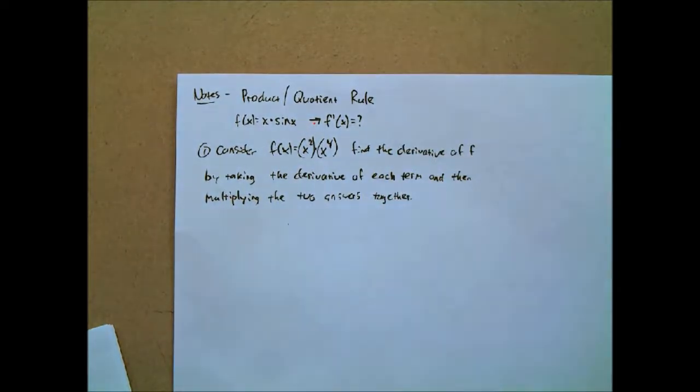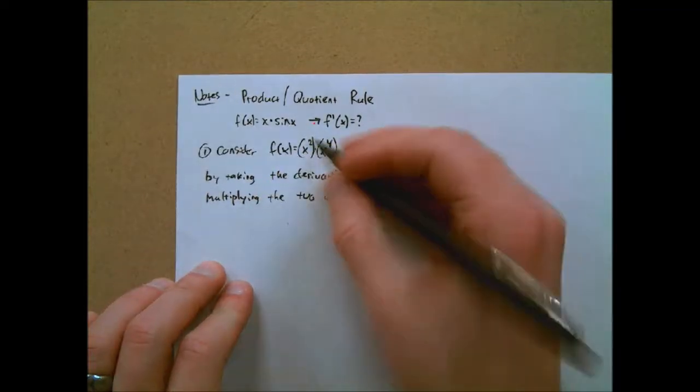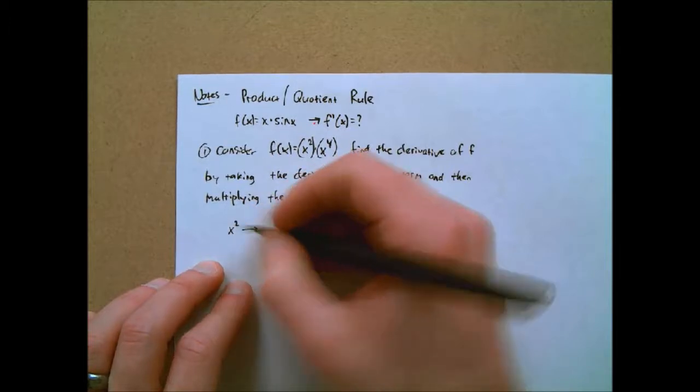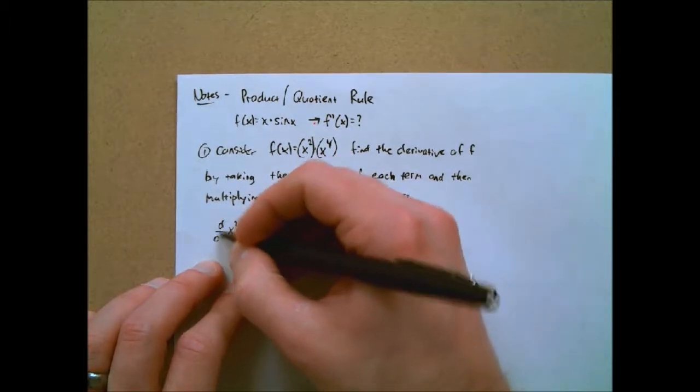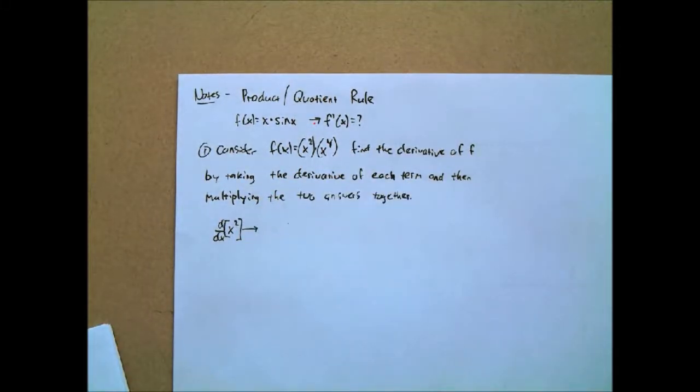So let's see here. Again, x squared here. If we have x squared, then if we take the derivative, and I'll just go ahead and write it like this, the derivative with respect to x of x squared. What is the derivative of x squared with respect to x?